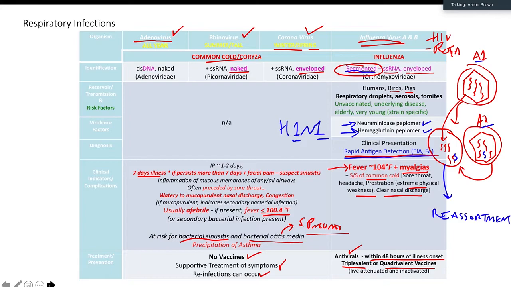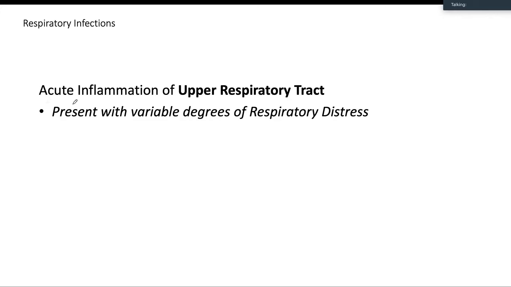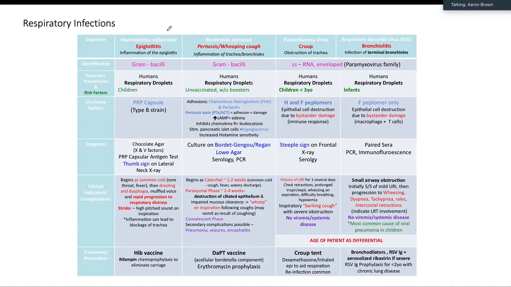Okay. Moving on to inflammation of the upper respiratory tract. Here we are looking for varying degrees of respiratory distress with each of these. So here we have a bunch of bacterial and viral causes of upper respiratory tract infections. So our upper respiratory tract, that is all of the larynx, all of the voice box, this entire area up here, epiglottis, even into the bronchi, bronchioles, is all considered upper respiratory tract. Beyond the bronchioles is really where we consider lower respiratory tract.